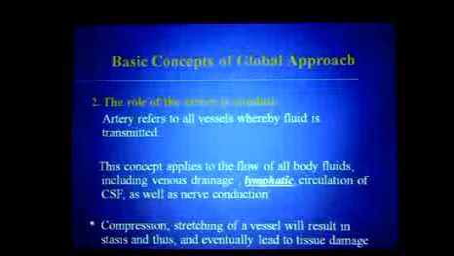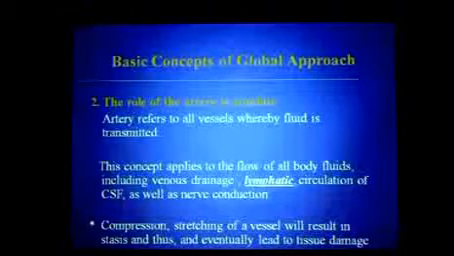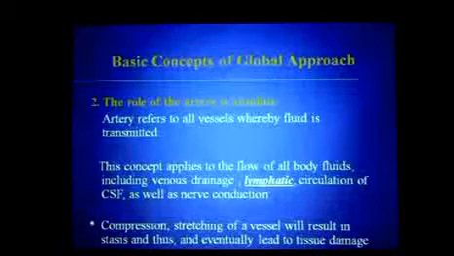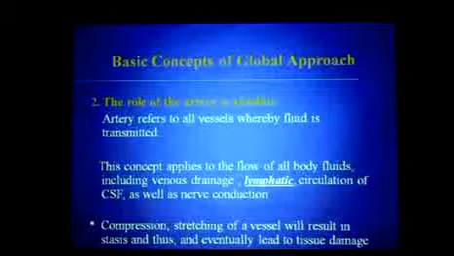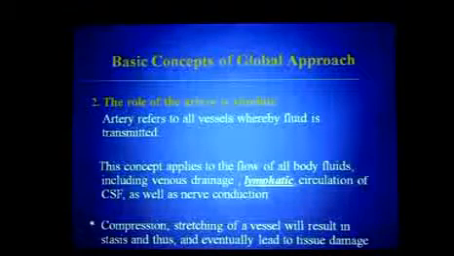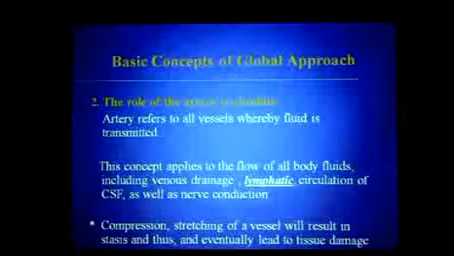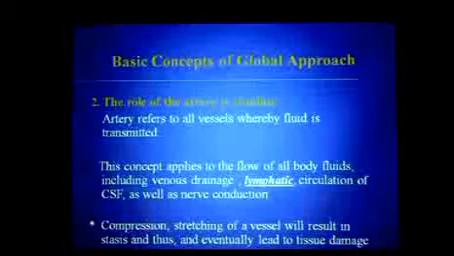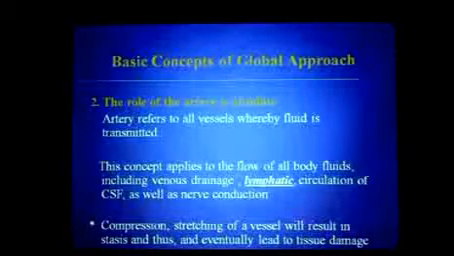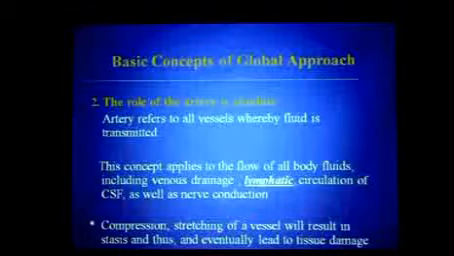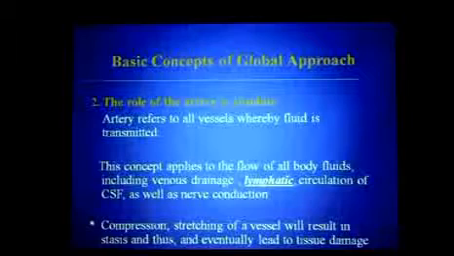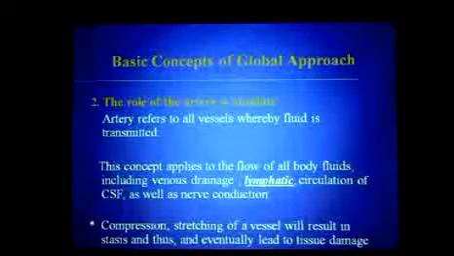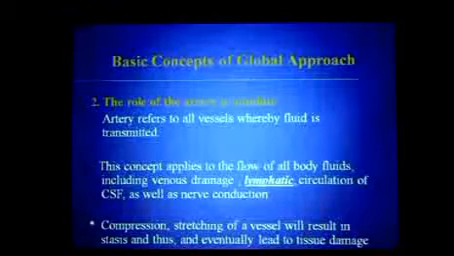Second concept, the rule of the artery is absolute. It doesn't mean here that artery means only arterial blood, but any fluid system. So the tissue with an unbalanced fluid system is not going to work well. For example, if somebody has a compression or restriction of vessels, it will result in stasis and eventually lead to tissue damage. Or, in other words, it may maintain what we call the disease state.